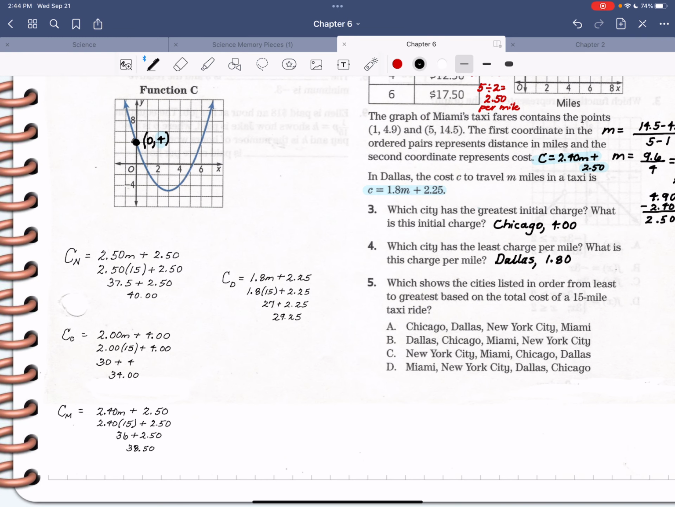And we need to put them in order from least to greatest. So least is Dallas. Then Chicago. Then Miami and New York. So I like answer B on that one.